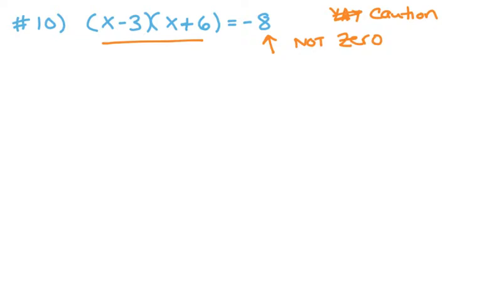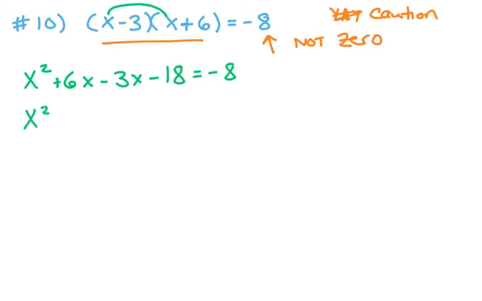We're going to have to be careful. So use FOIL. We get x squared for the first. Outer will be plus 6x. Inner minus 3x, last minus 18 equals -8. Now, I'm anticipating that we complete the square, but we can use any method we want. So let's see what this looks like.